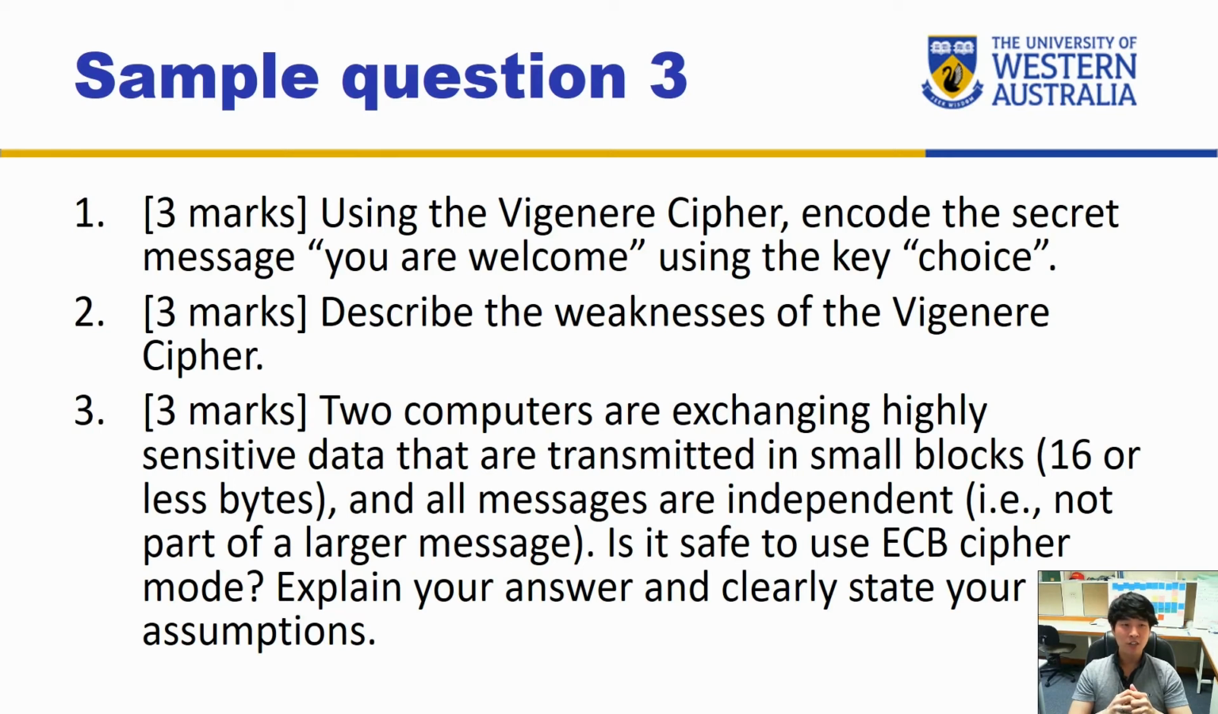2 computers are exchanging highly sensitive data that are transmitted in small blocks. Okay, so that's describing our setup, 16 or fewer bytes, and all messages are independent. Great. So there is no overlapping stuff. Is it safe to use the ECB cipher mode? Explain your answer and clearly state your assumptions. So this is about understanding the pros and cons of ECB and whether it fits into the context of this question, right? So it's going to be independent blocks. If you provide 2 same messages, it's going to end up having 2 same ciphertexts, and that was the weakness. So if you understand the context of the question well, you should be able to answer this quite easily.